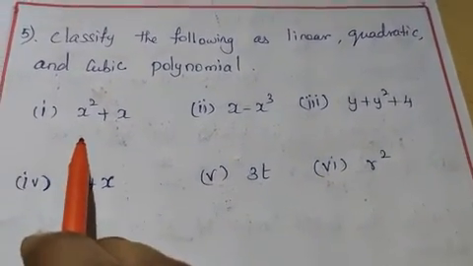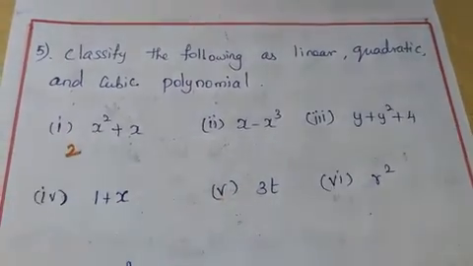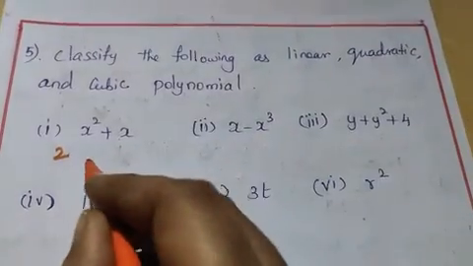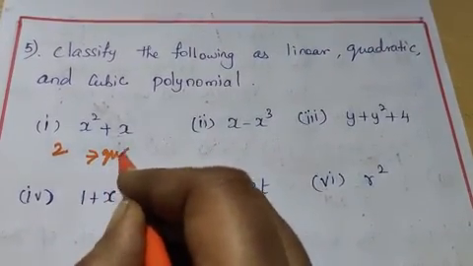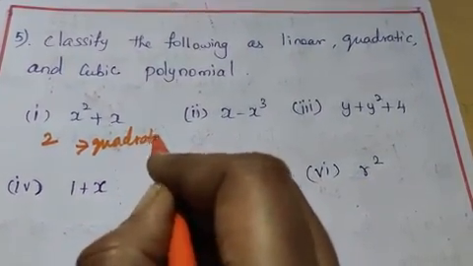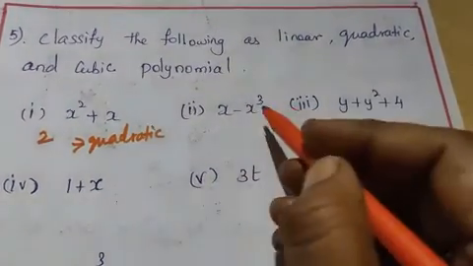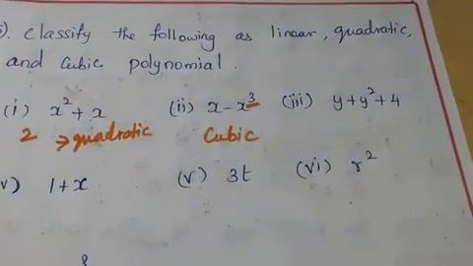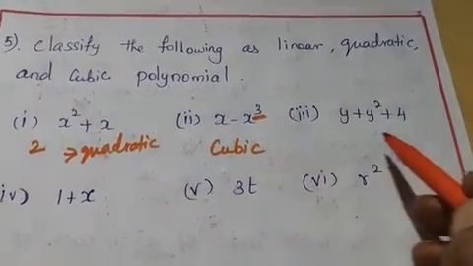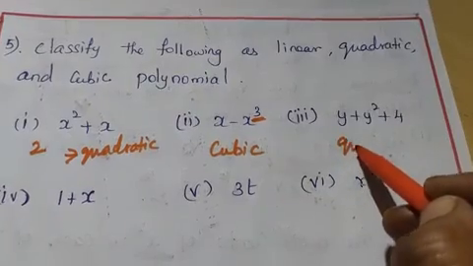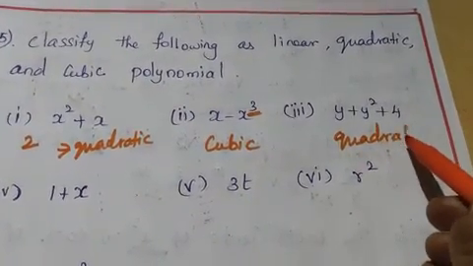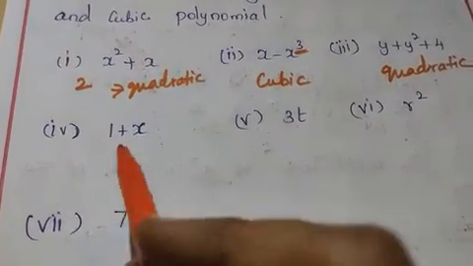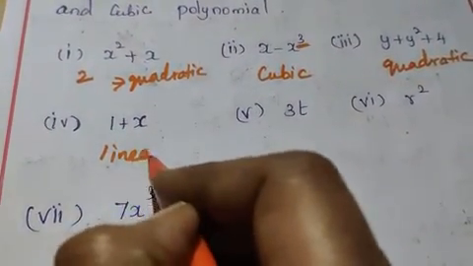For the first question, what is the degree value? Yes, 2. If it is degree 2, then what is it? Quadratic. So it is a quadratic polynomial. And here the degree value is, yes, 3. So it is a cubic polynomial. And here the degree value is 2, so it is a quadratic polynomial. And here the degree value is 1, so it is a linear polynomial.